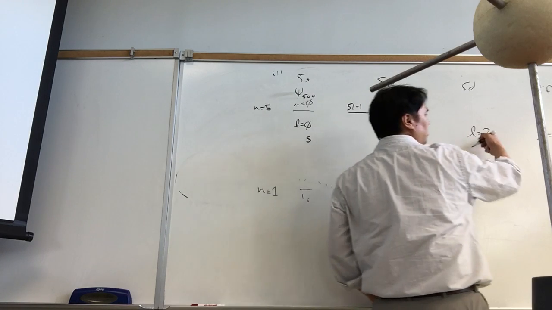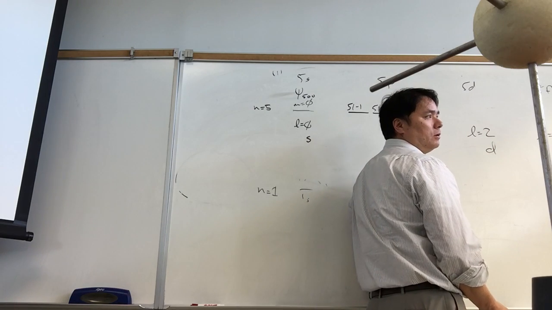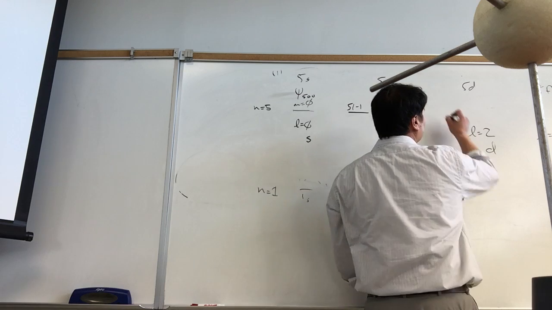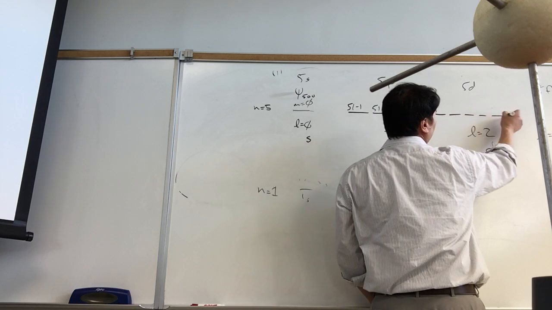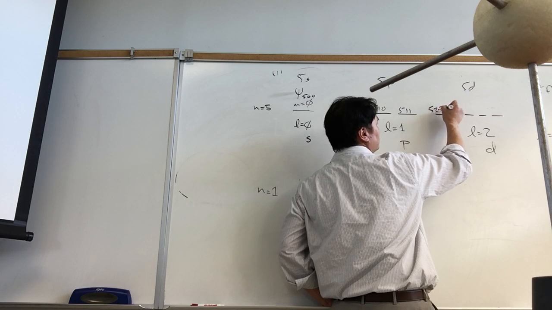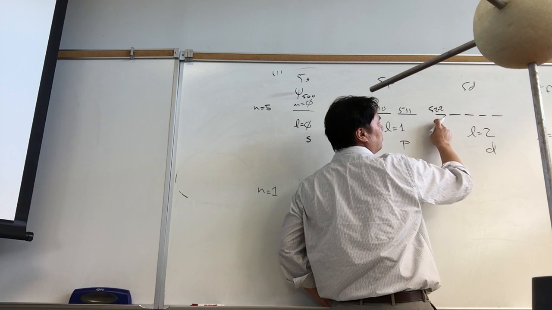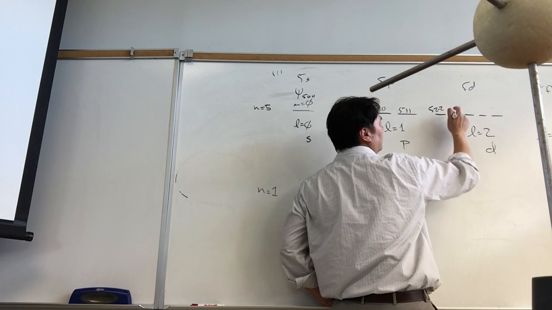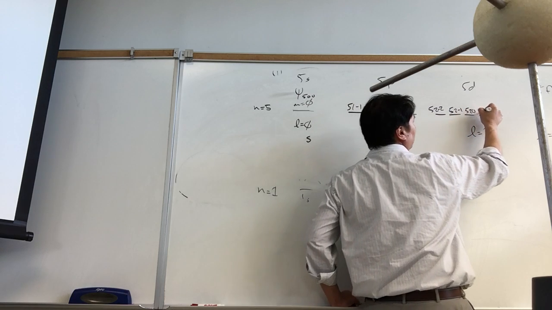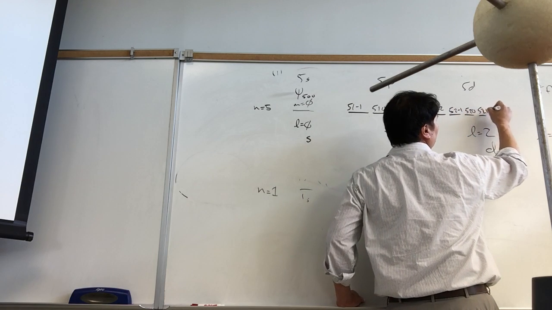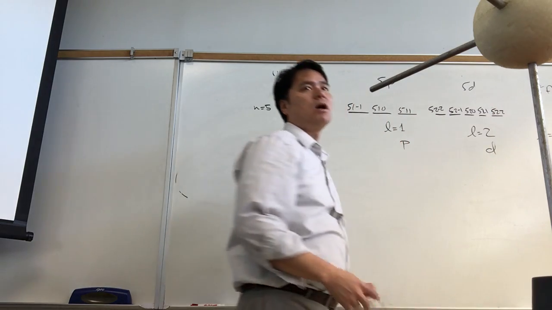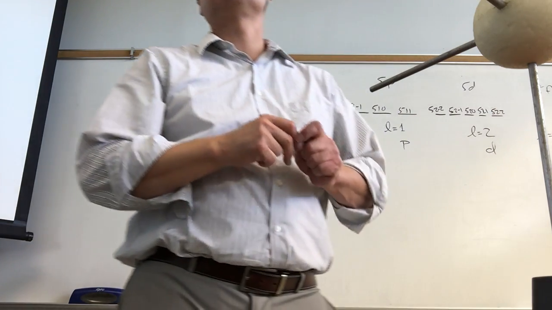When L equals 2, I'm going to have 2 times 2 is 4, plus 1 is 5. So 5 orbitals. 1, 2, 3, 4, 5. And what are they? They're going to be the 5, 2, minus 2. M goes from minus L to plus L. And so this is going to be 5, 2, minus 1, 5, 2, 0, 5, 2, 1, and 5, 2, 2. This is going to be the dxy, dxz, etc.